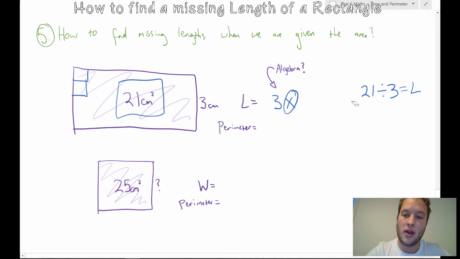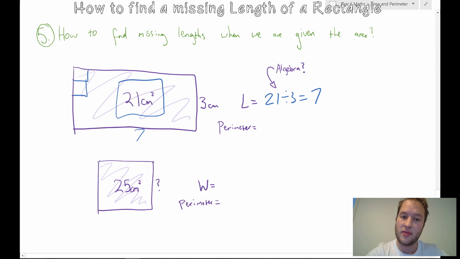So I can do that. So I've got 21 divided by 3, which equals 7. So my length is 7. Hooray. And then perimeter, I know that now this is 7 and that's 3. So I add them all together. So 7 plus 7 is 14. And then plus 3 and plus 3 would be 6. So that's 14 plus 6 is 21.